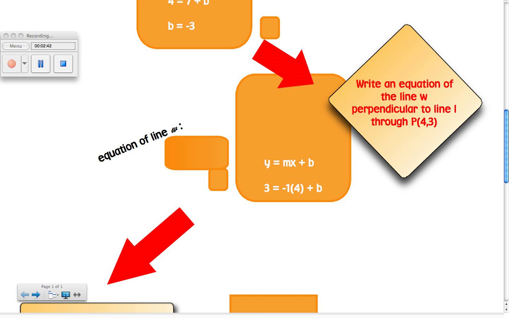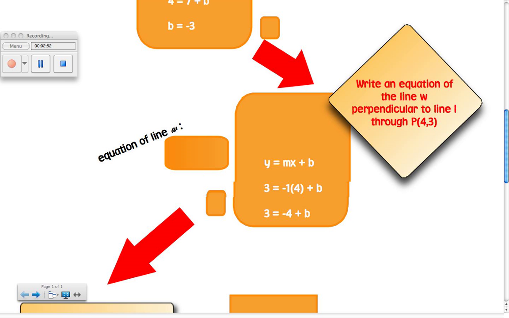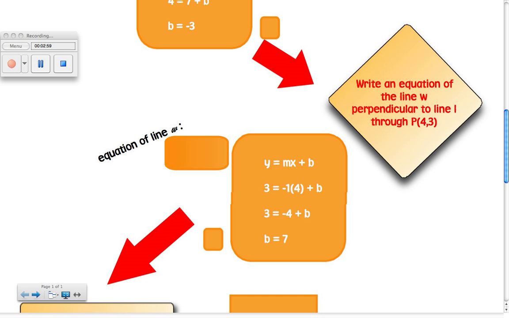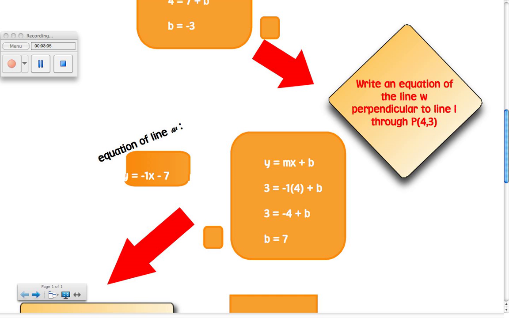And we plug in, we get 3 equals -1 times 4 plus b. And this time we're using -1 because it is the opposite reciprocal of our previous slope in line L. So then we simplify, we get 3 equals -4 plus b. And we add 4 to both sides, we get b equals 7. So then we find that the equation of line W is y equals -1x plus 7, or -x plus 7.